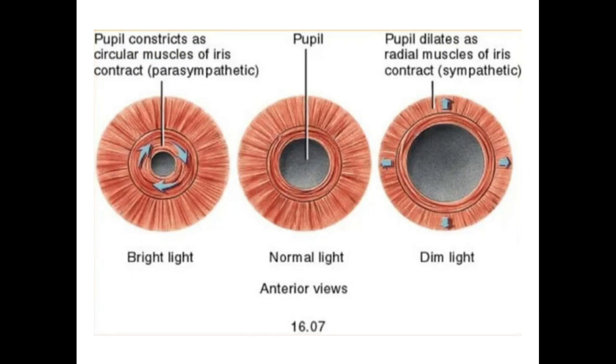This slide I am showing you pupil constriction as the circular muscle of the iris constricts, and pupil dilates as the radial muscles of the iris contract, that is sympathetic. And what is the normal pupil? Bright light is parasympathetic pupil constriction, and in dim light the pupil is dilated, that is sympathetic. That is the view of the pupil in different conditions of light illumination.